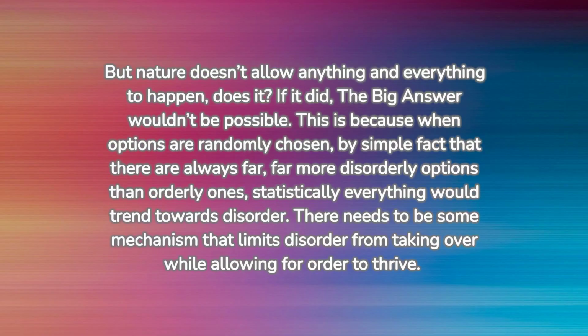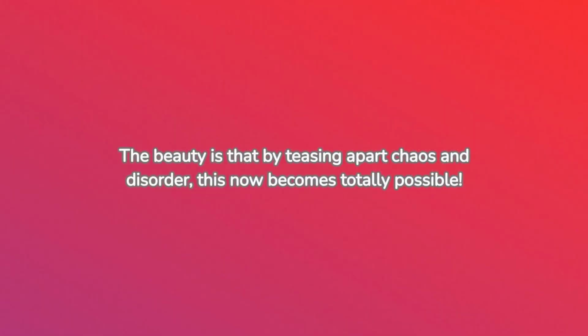But nature doesn't allow anything and everything to happen, does it? If it did, the big answer wouldn't be possible. This is because when options are randomly chosen, by the simple fact that there are always far more disorderly options than orderly ones, statistically everything would trend towards disorder. There needs to be some mechanism that limits disorder from taking over while allowing for order to thrive. The beauty is that by teasing apart chaos and disorder, this now becomes totally possible.